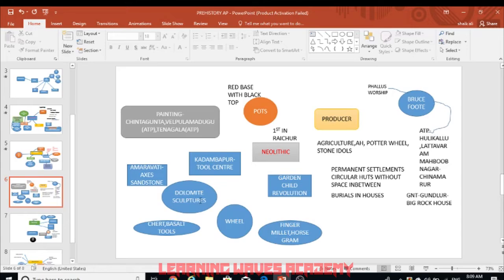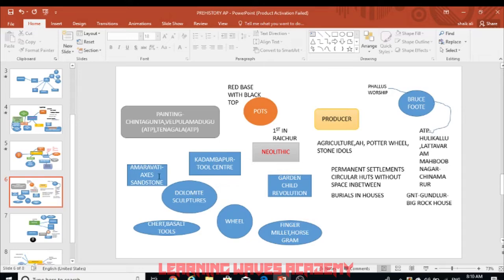Sculptures are also made of dolomite. As we told, these stone idols were also found. That's why the main stone used is dolomite. Bruce Foote mentioned that idol worship began in this age. In Vaddamanu, that is the Amravati region, axes of sandstone were also found.